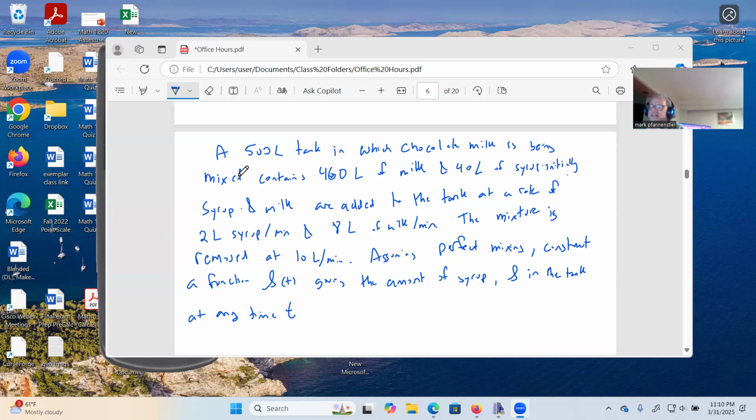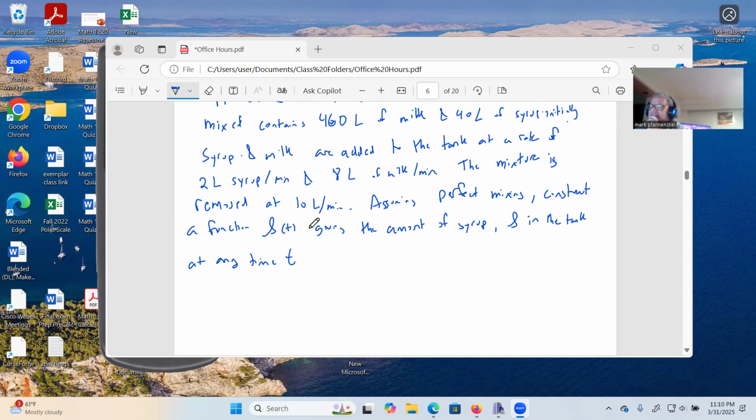Okay, so let's go ahead and read this. We have a 500-liter tank. They're mixing chocolate milk into this tank. It contains 460 liters of milk and 40 liters of syrup initially. Syrup and milk are added to the tank at a rate of 2 liters of syrup per minute and 8 liters of milk per minute. The mixture is removed at 10 liters per minute. So it's going in at 10 liters per minute, and it's leaving at 10 liters per minute.